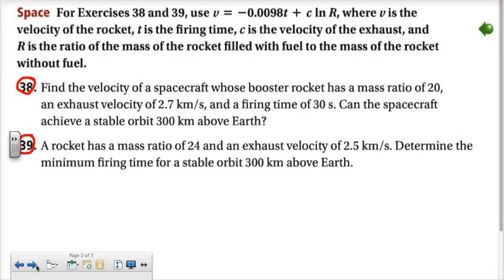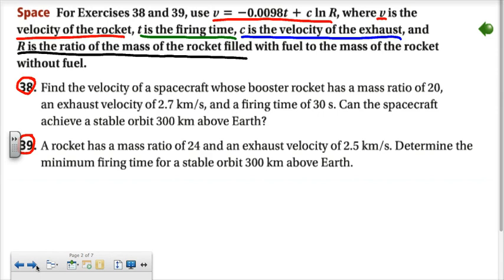Then we start in on some word problems here, and this one is kind of a monster of keeping track of everything. So as you go through it, for exercises 38 and 39, using this formula right here, where v is the velocity of the rocket, so you have to remember v, velocity of rocket. Then we have t, which is the firing time. Then we have c as the velocity of the exhaust. And we have r as the ratio of the mass of the rocket filled with fuel to the mass of the rocket without fuel. We can just think of that one as the ratio of the masses as we go through that.